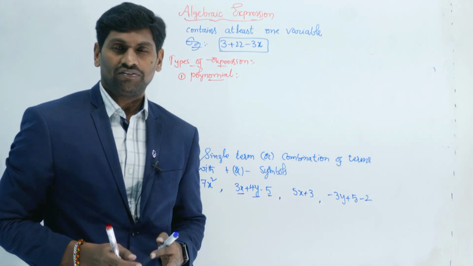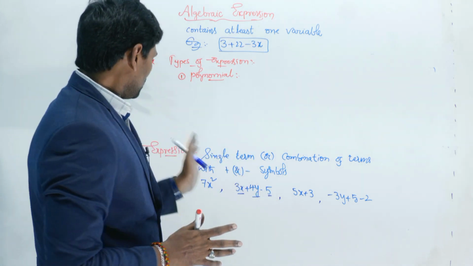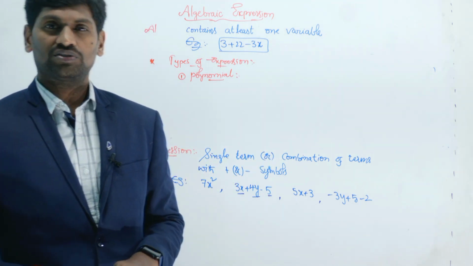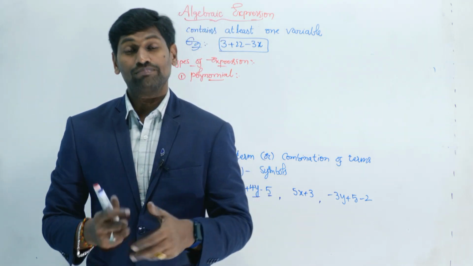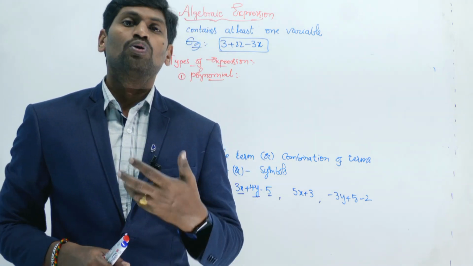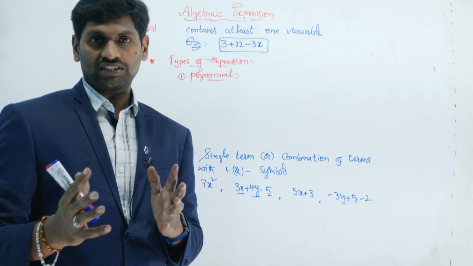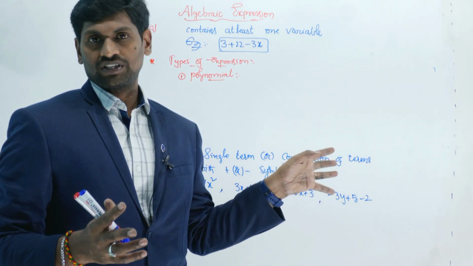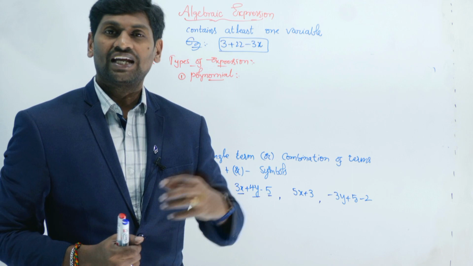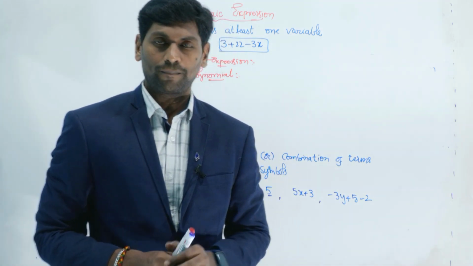We discussed constant, variable, term, expression, algebraic expression, and numerical expression also. An expression containing only numbers is called a numerical expression. A combination of terms with plus or minus symbols is an expression. At least one variable in the expression makes it an algebraic expression.